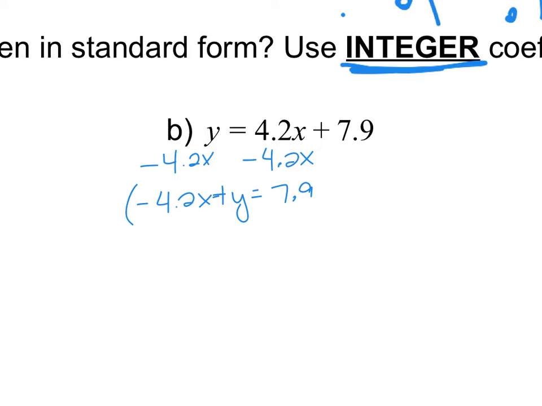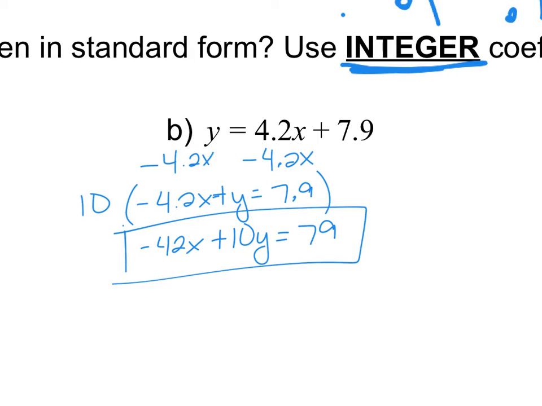What you're going to do is you're going to have to multiply it by 10. If you multiply it by 10, you'll move the decimal place one place over. 4.2 times 10 is 42. And so that's what we're going to have to do. So 10 times negative 4.2 would be negative 42x plus 10y equals 79. Okay, and that will be your answer because they're all integers.